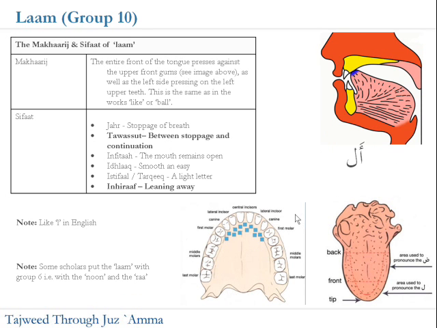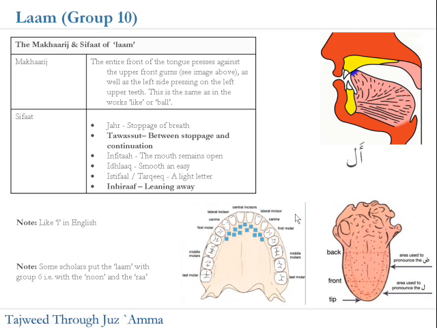Then we're moving into group 10. Now this group, we've put the lam here. Some people will put the lam in the same group as the ra and the noon. But we've done it in group 10 because group 10 here is going to be about pressing the tongue against the upper top teeth rather than necessarily using the tip of the tongue itself.